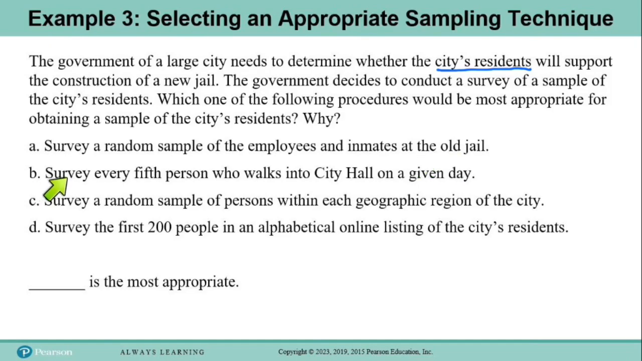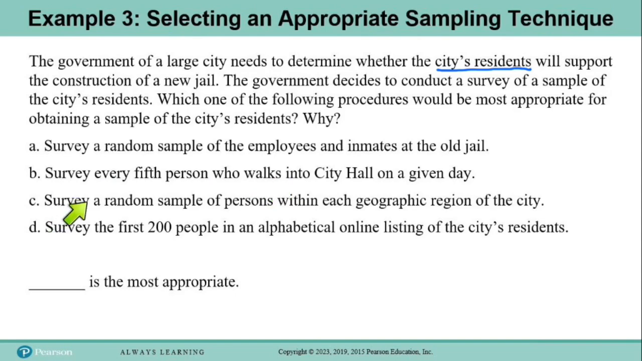Let's look at choice B. Survey every 5th person who walks into City Hall on a given day. Well, I don't know. Those people might be a representative sample, but they might not. This is a convenience sample. We're not really having to do any work. We're just going to go sit at City Hall, and luck will determine who walks in and who doesn't. And so this is also not going to be a representative sample.